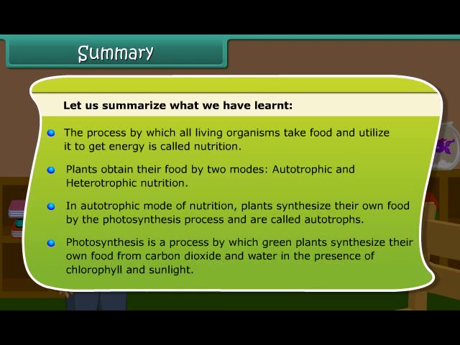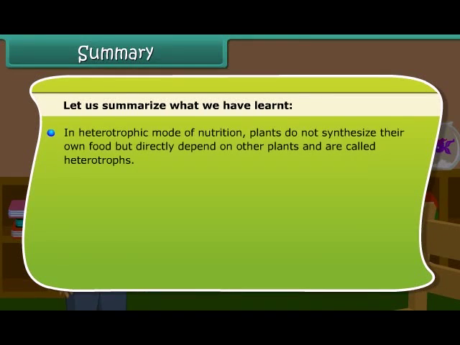Photosynthesis is a process by which green plants synthesize their own food from carbon dioxide and water in the presence of chlorophyll and sunlight. In heterotrophic mode of nutrition, plants do not synthesize their own food, but directly depend on other plants and are called heterotrophs.